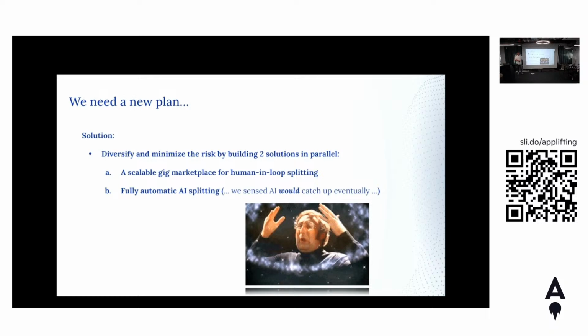This led us to sort of getting creative again, and we started working on two solutions in parallel. The first one, we decided to build a whole new scalable gig marketplace for humans in loop splitting. If you remember correctly, we've already built two marketplaces before, one for transcription and one for notaries in the court reporting business. So we were sort of experienced in this space already.